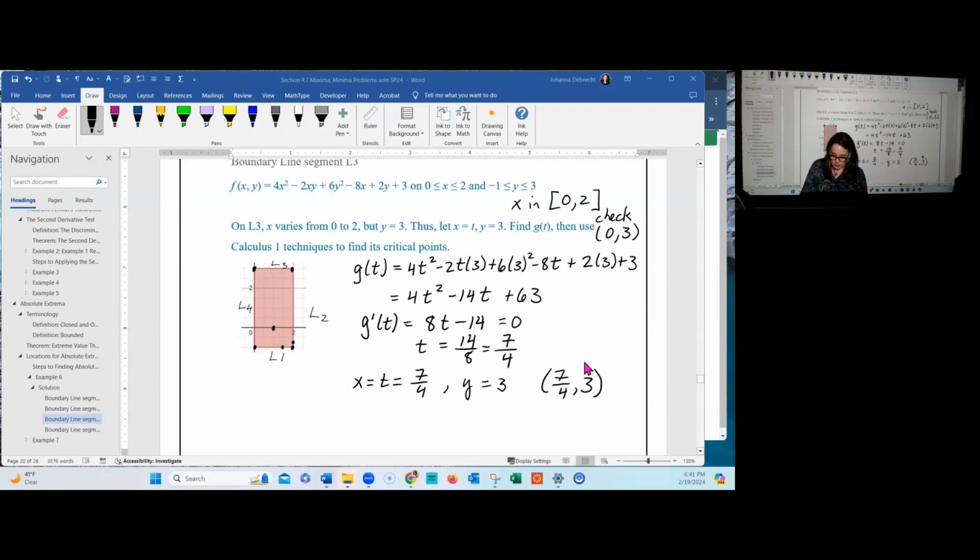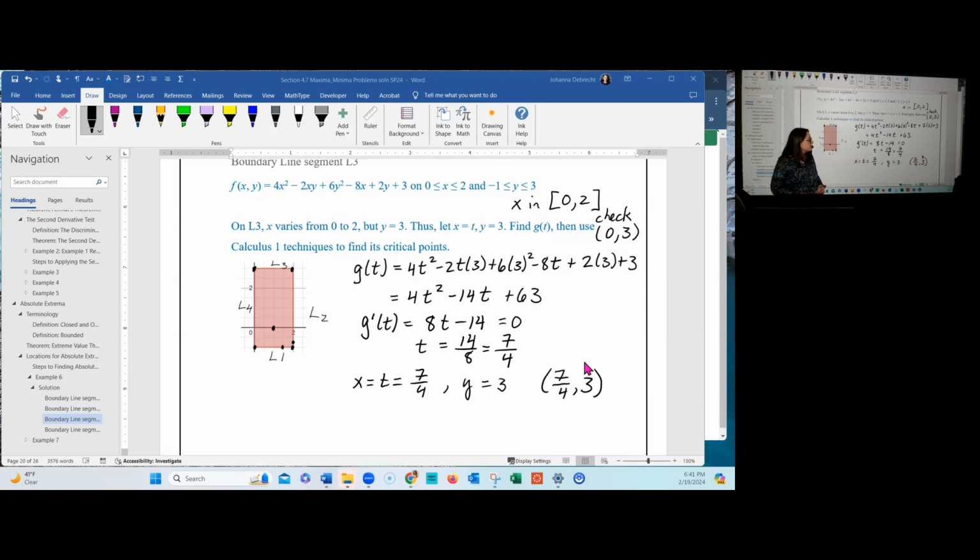On line segment 3, the y value is constant. It's always 3, but x is varying between 0 and 2. In this case, we can let x vary from 0 to 2. Note that we need to add another point to check on the corner when we have (0, 3). That's because x is defined on a closed bounded region. So by the extreme value theorem in calculus 1, for a function of a single variable, we need to check the endpoints.